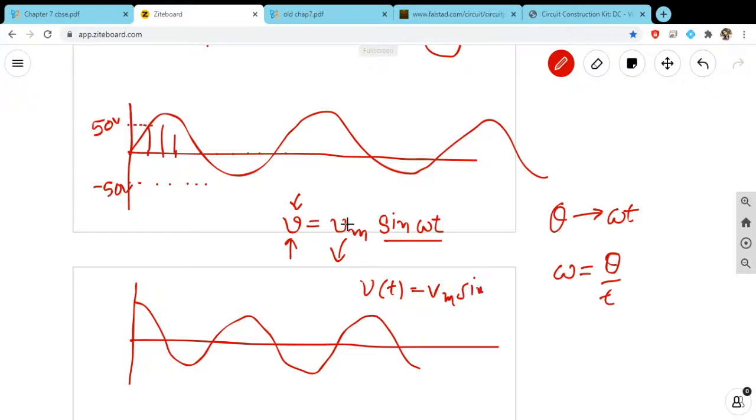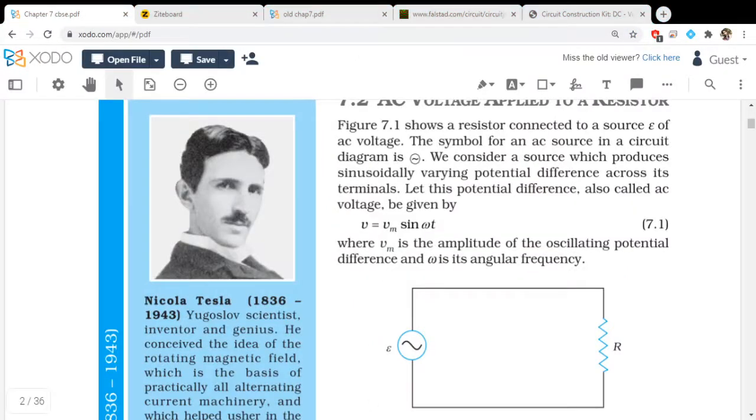So this is our voltage. What is V here? You will say it is the instantaneous value of voltage at any instant. Vm means the maximum value in our consideration. Sin omega t is the function. So when such a voltage is applied to, say, a resistor, what happens then? Okay, so let's understand here.